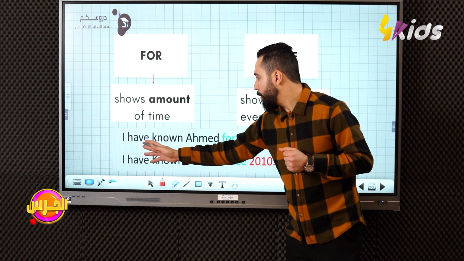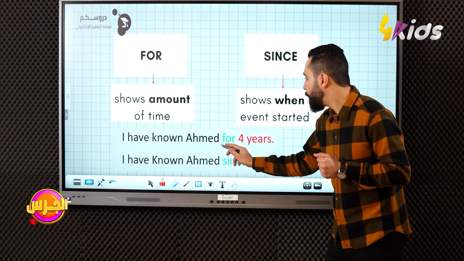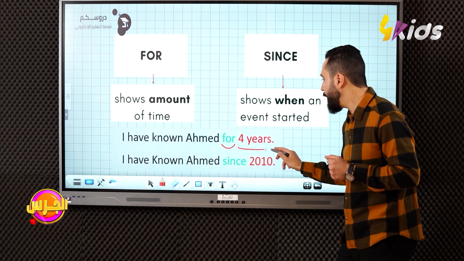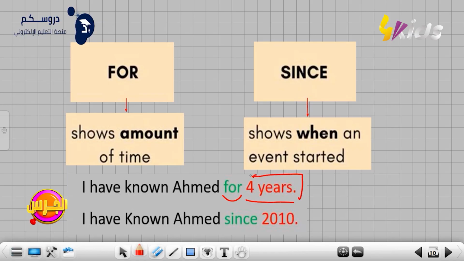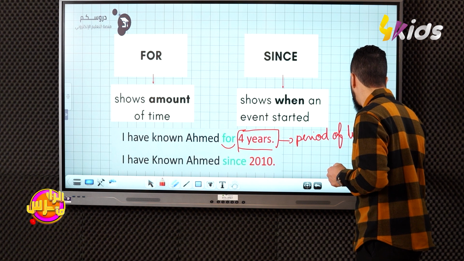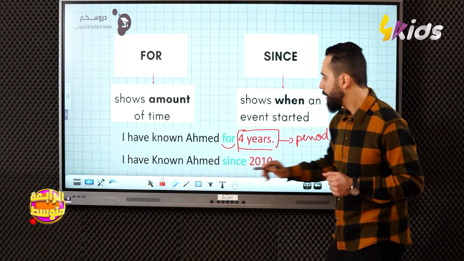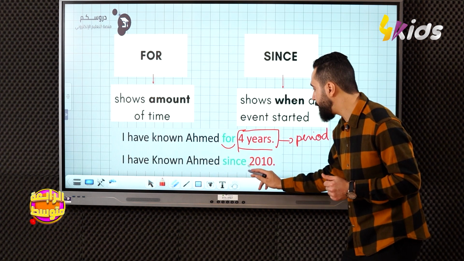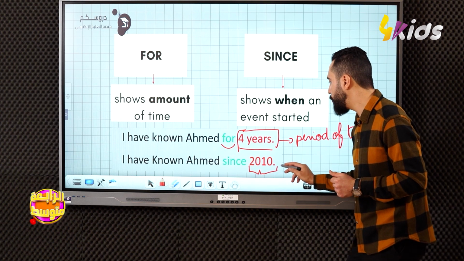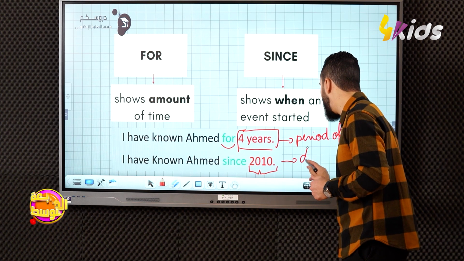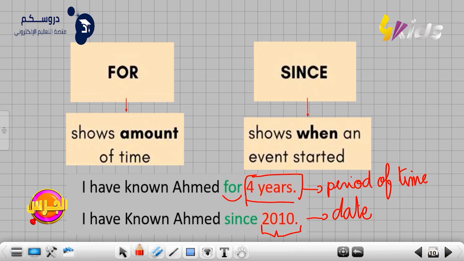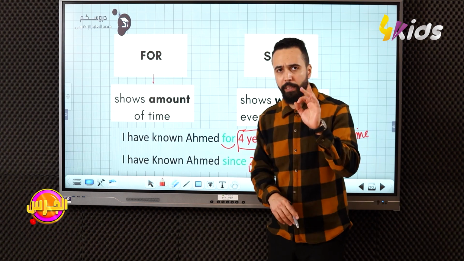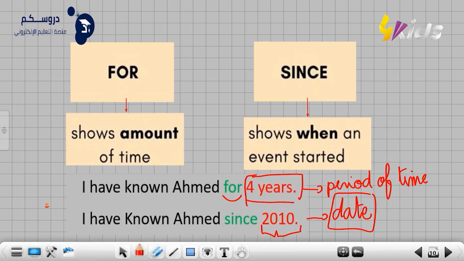I have some examples for you. I have known Ahmed for 4 years. So 4 years, what does it represent? A period of time. Very good. I have known Ahmed since 2010. So 2010 here is a date. So when I find a date or a specific point in time, I use since.